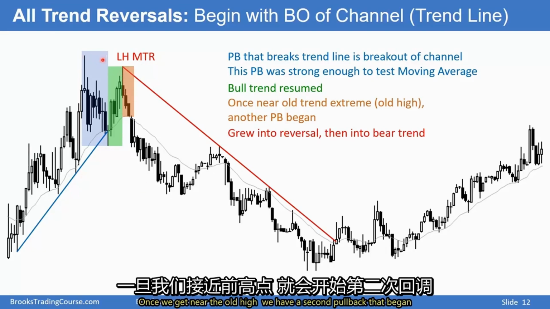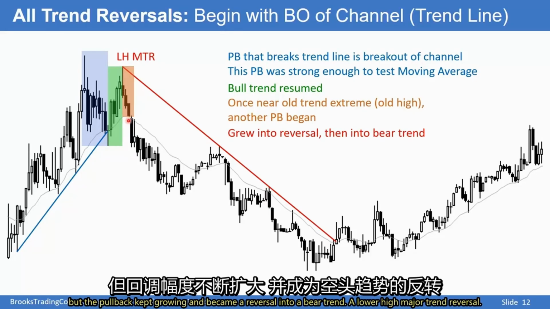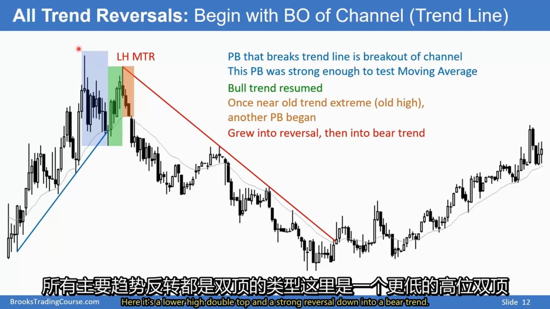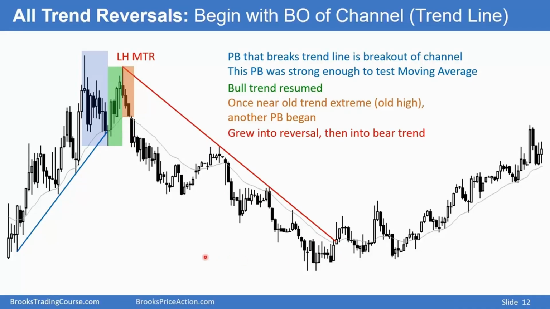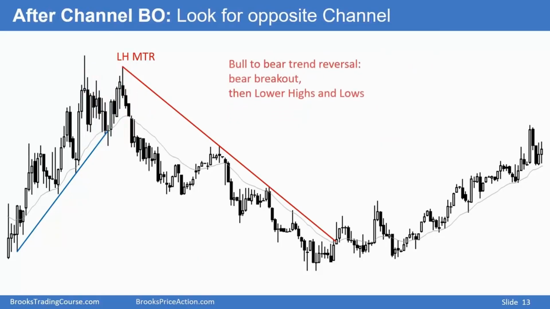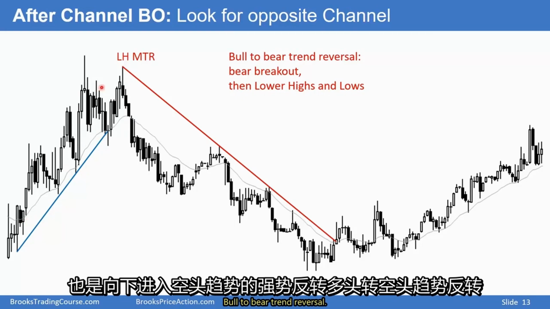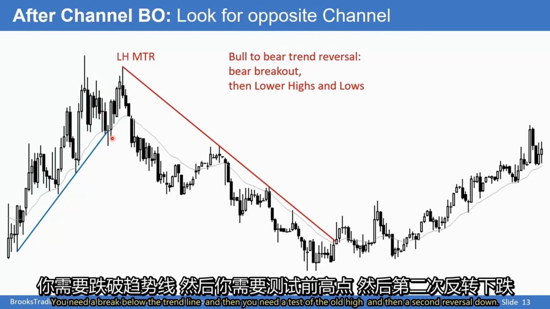Once we got near the old high, we have a second pullback that began, but the pullback kept growing and became a reversal into a bear trend, a lower high major trend reversal. All major trend reversals are types of double tops. Here it's a lower high double top and a strong reversal down into a bear trend. Bull to bear trend reversal, you need a break below the trend line, and then you need a test of the old high, and then a second reversal down.